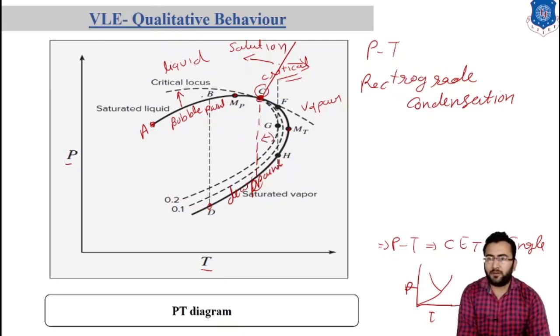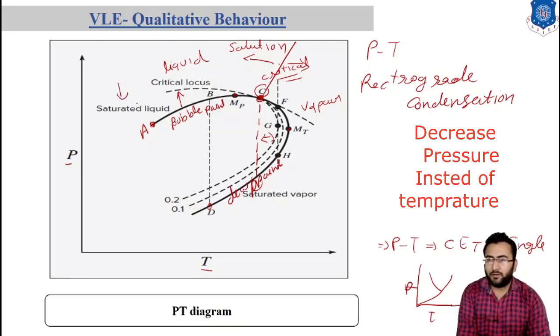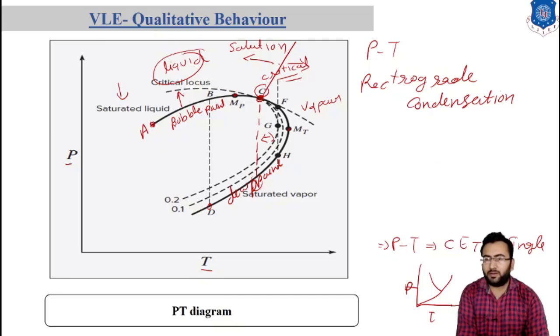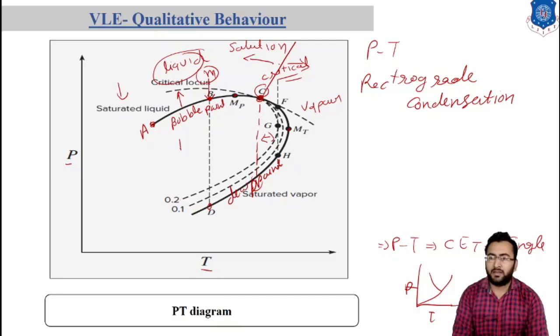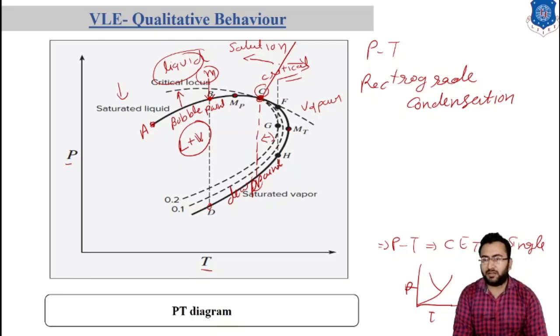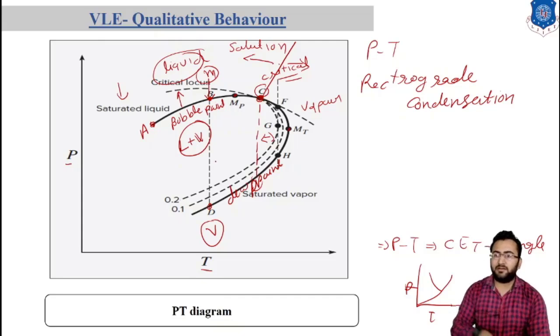Now, normally, what happens if we decrease the temperature? The liquid is boiled and converted into vapor. Let's suppose this is point B, and here is some point M. At this point M there will be liquid. Now, if we decrease the pressure at this point, the first bubble is created and the solution starts to boil, so it makes liquid plus vapor in equilibrium with each other. Then if we decrease the pressure again, the whole liquid is converted into vapor, and we get 100% vapor. So this occurs at normal temperature and pressure.